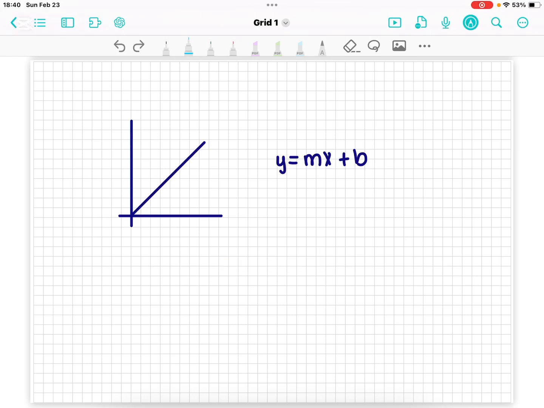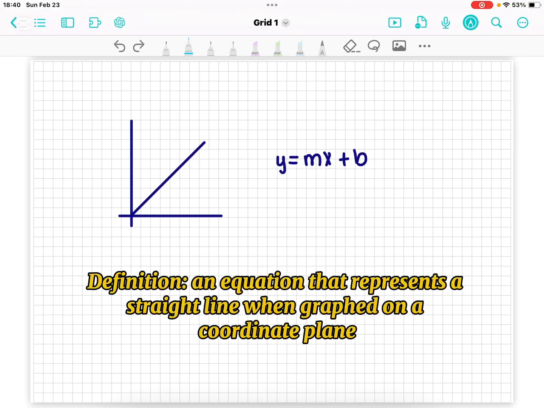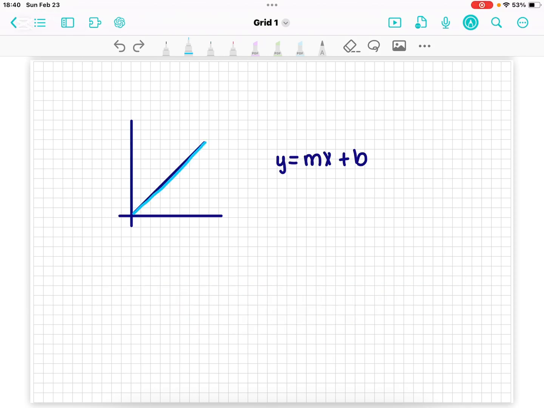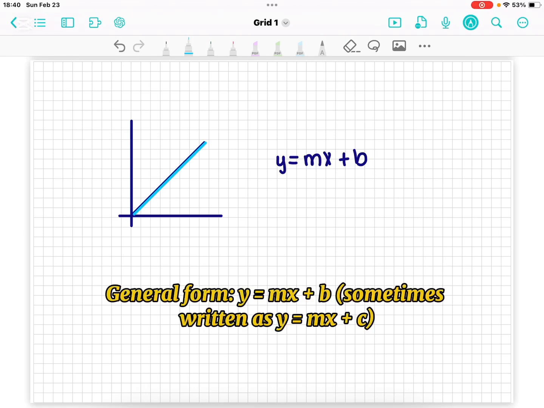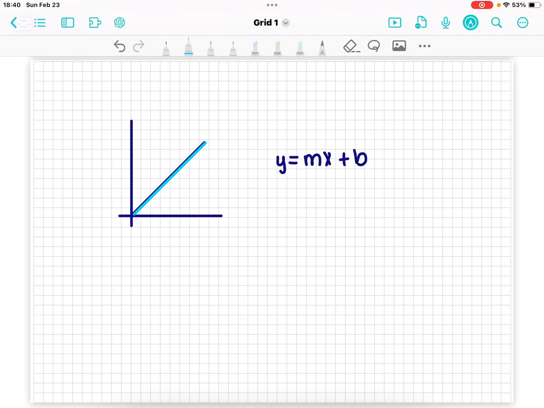What is a linear equation? A linear equation is an equation that represents a straight line when graphed on a coordinate plane, like this one you see right here, this straight line. The general form of a linear equation is also the one you see on the right, which is y equals mx plus b. You've probably seen this equation before, but do you understand what the parts mean?